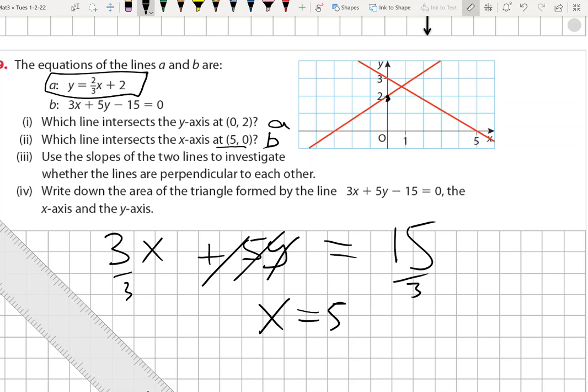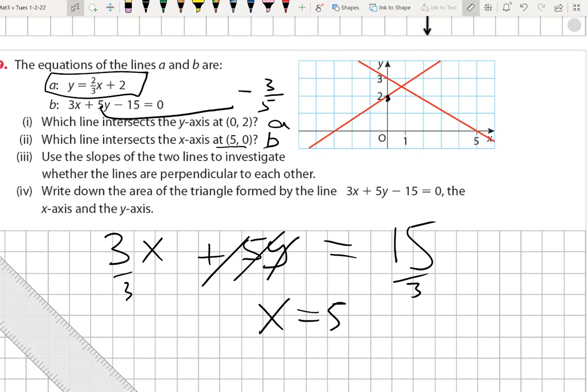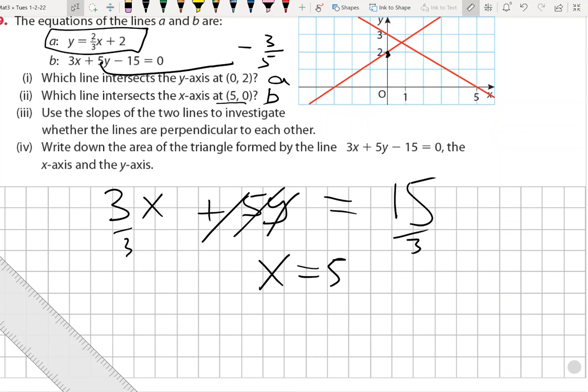Use the slope of the two lines to investigate whether the lines are perpendicular to each other. Clearly they're not perpendicular, because the slope of this is negative 3 over 5 and the slope of this is 2/3. We can't just stop right there; we have to multiply the slopes together. I'm getting 2/3 here because of the slope-intercept format, and we have negative 3/5. Working our way through it, we get the product of the slopes is negative 6 over 15.